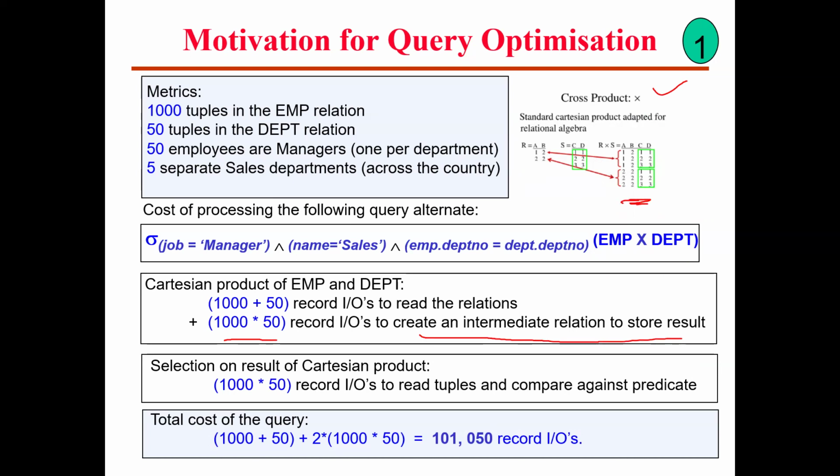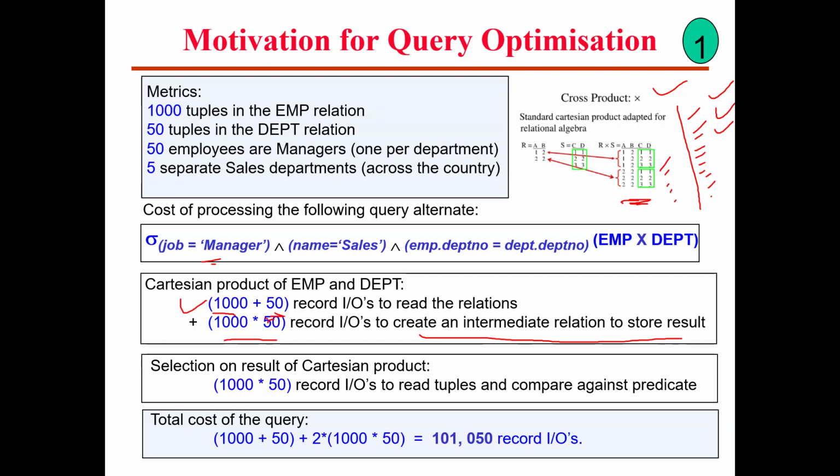Now, we know that there are 1,000 employees inside the employee table. So I will need to check all these 1,000 employees, to see who of them are manager, right? So I will check the first one, the second one, the third one, and I will check all of them. So I will need to scan 1,000 records. Plus, there are 50 records inside the department table. Then I will need to check all these 50 records to know which department is the sales department.